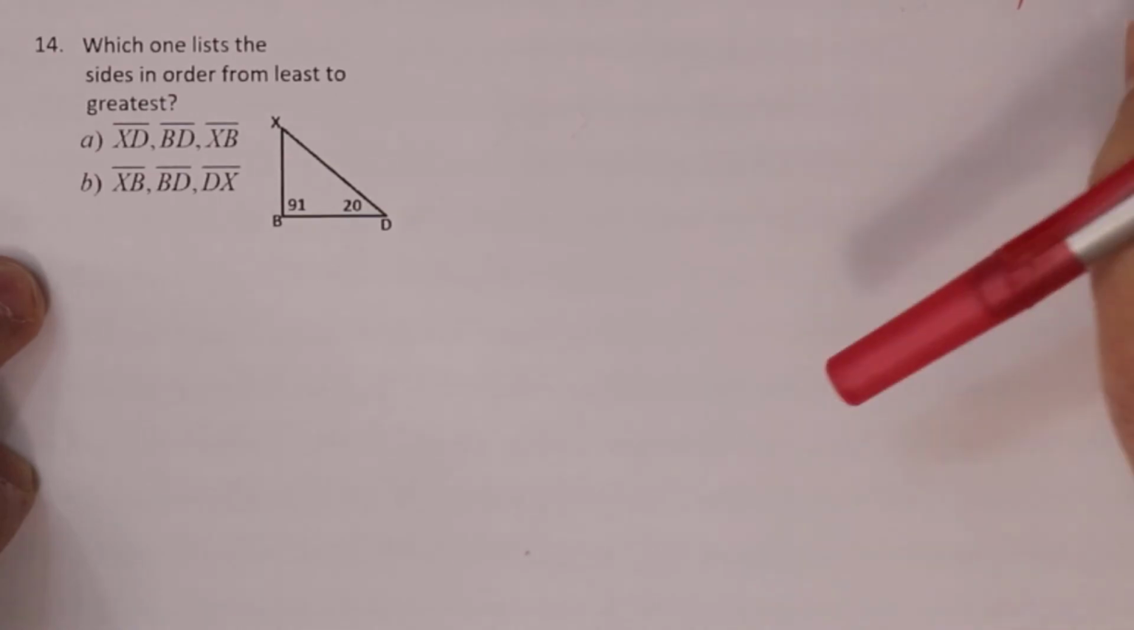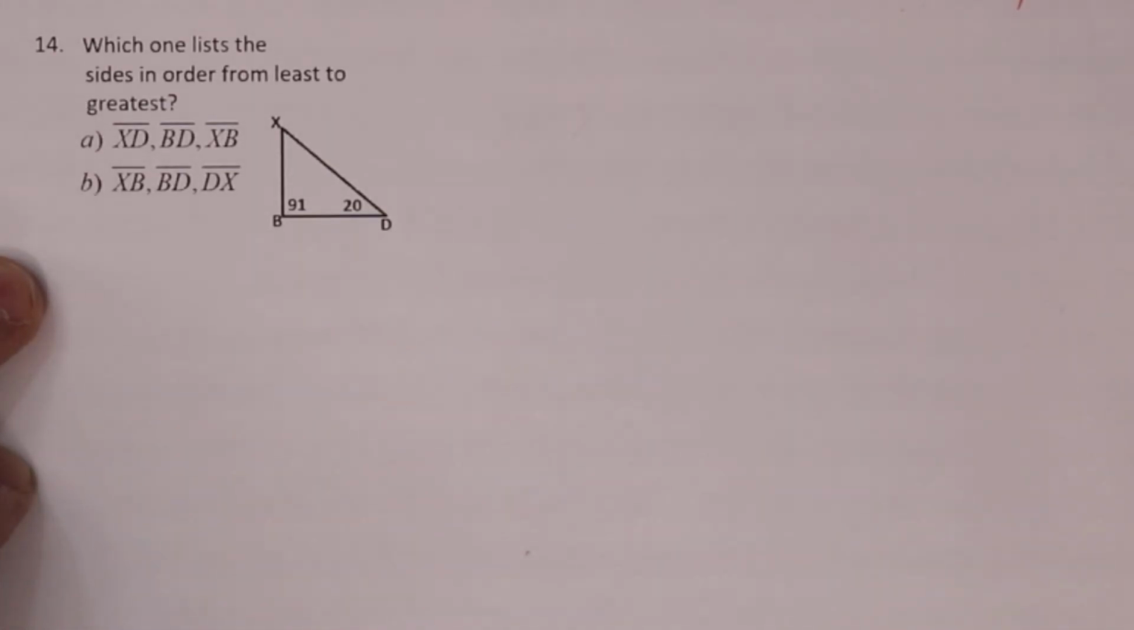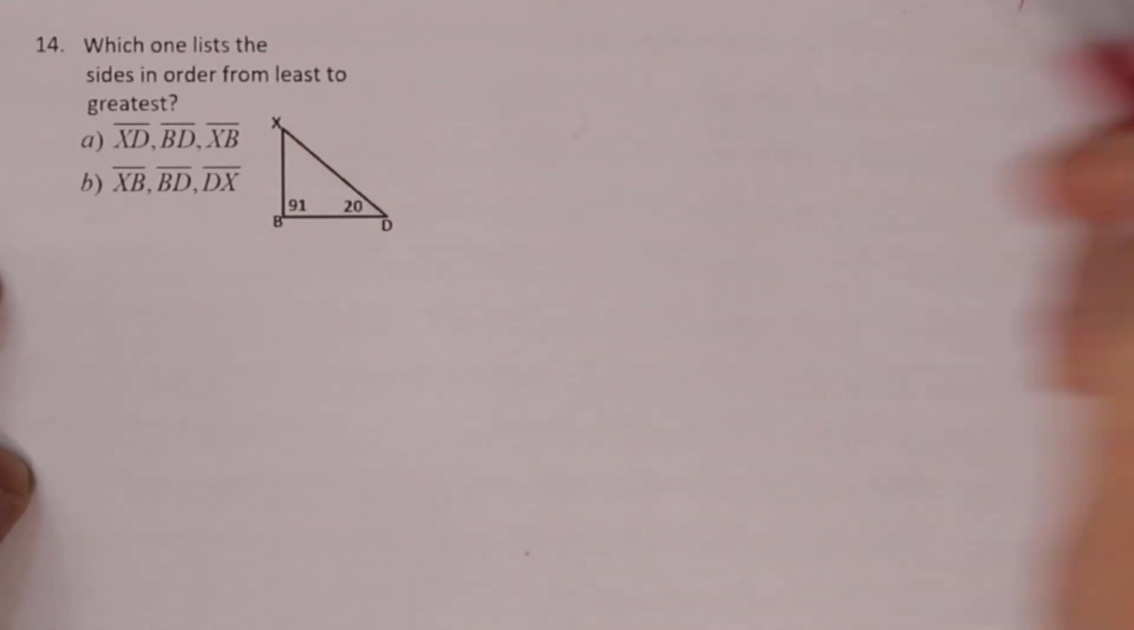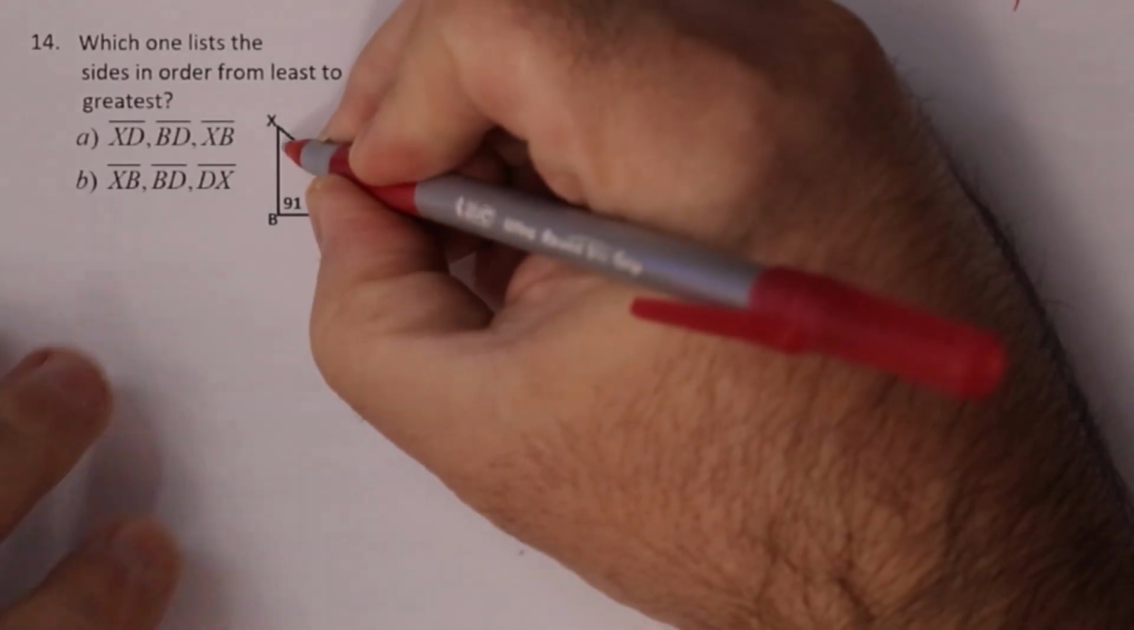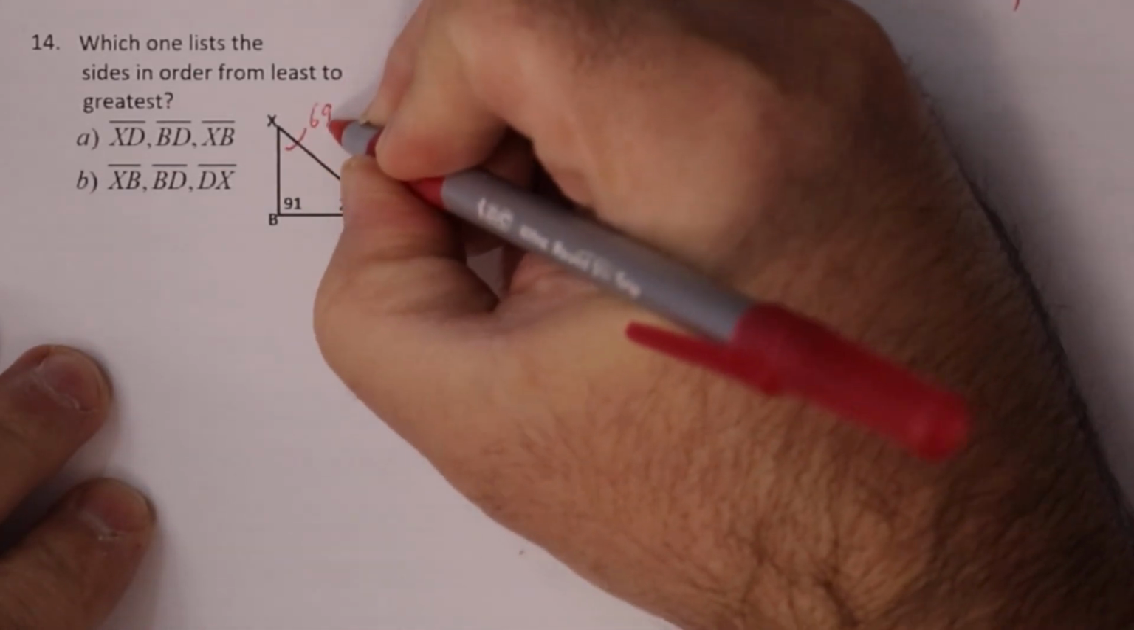And then for number 14, it says which one lists the sides in order from least to greatest. So we're missing this third angle. We're going to want to find it. Subtract from 180. 180 minus 91 minus 20 is 69. It's so small that I'm going to have to write it outside right there.